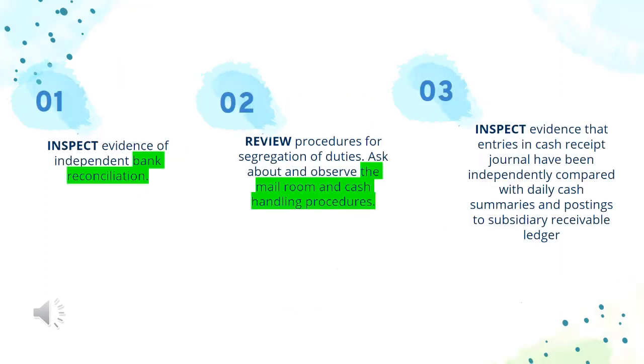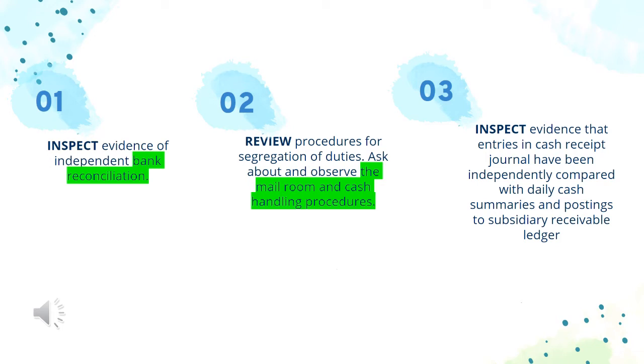There are 5 test controls for cash receipt transaction. So first is inspect evidence of independent bank reconciliation. So by inspecting, it means that they check each withdrawal, check or deposit, see if it's recorded on the bank statement or not. Or they can also watch for the odd transaction that happens in the bank reconciliation.